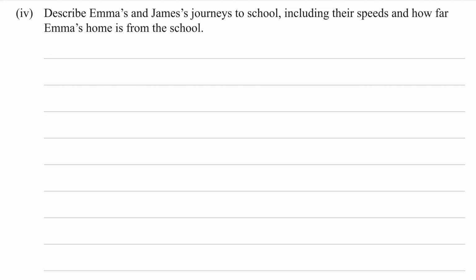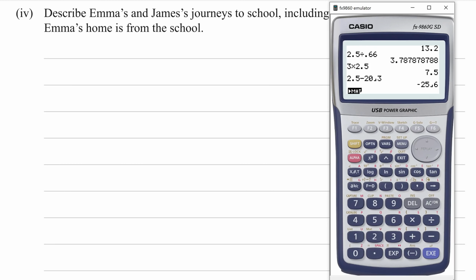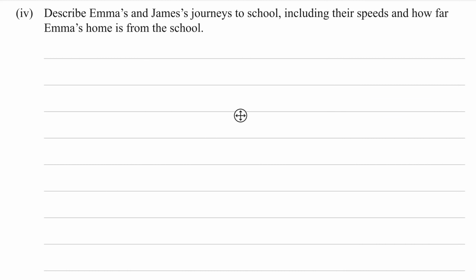So for the fourth question, they've asked, describe Emma's journeys to school, including their speeds and how far Emma's home is from the school. So what I'm going to do is first convert their speeds into kilometers per hour. So let me just see if this pops up. Here we go. So James actually was doing 0.125 kilometers per minute. So if I multiply that by 60, I actually get 7.5. So this is the first part of the story that I'm saying. So James, I need to write it.